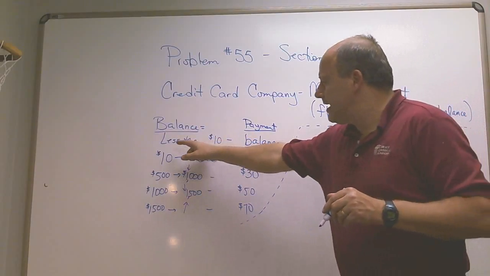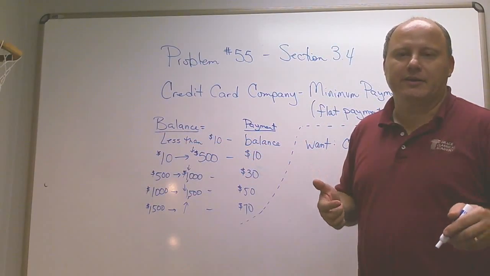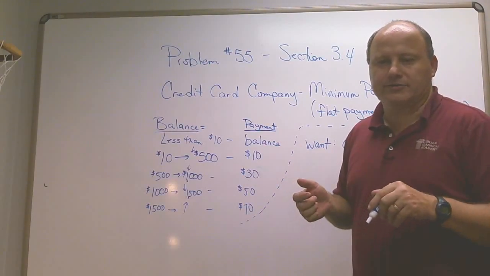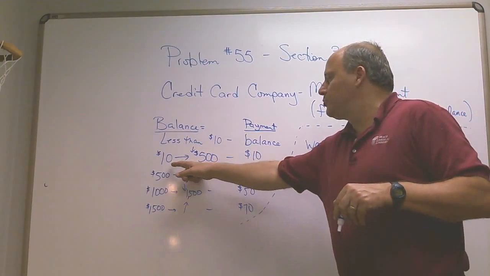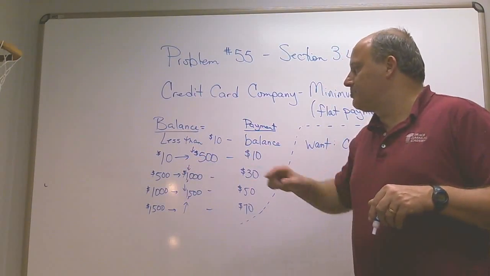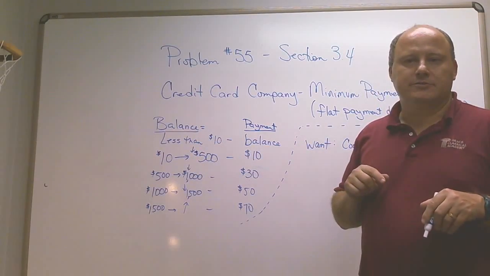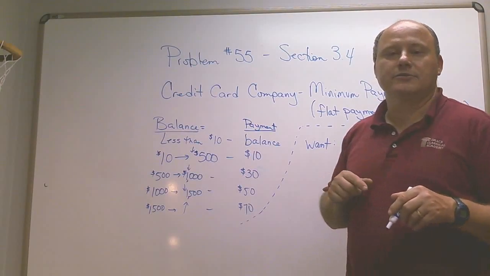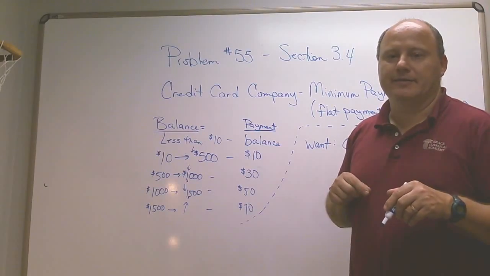So if the balance is less than $10, you just have to pay the balance. So if you owe $8, you got to pay $8. If you owe $5, you're going to pay $5. That makes you pay it completely off. If your balance is between $10 and $500, below $500, they make you pay a flat payment of $10. So if you owe $12, your minimum payment is $10. If you owe $498, it's still a $10 minimum payment.